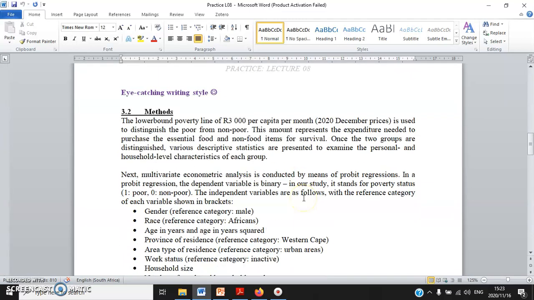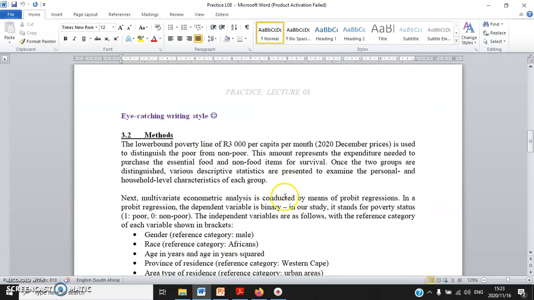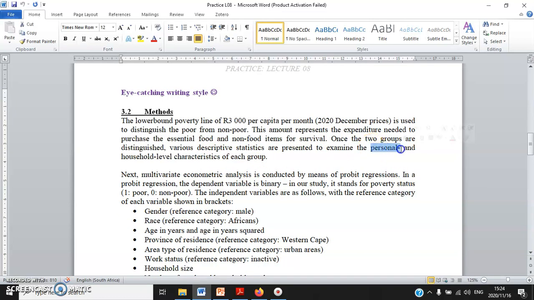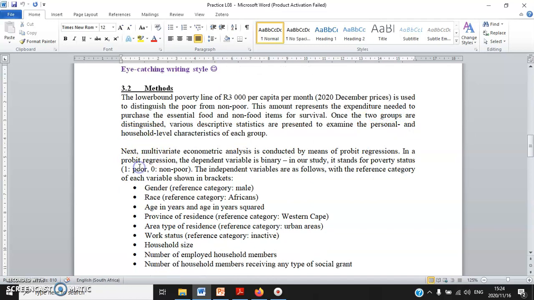Okay, now let's look at my eye-catching writing style, starting with the method section. The lower bound poverty line of 3,000 rand per capita per month, and then this is the constant, the base month 2020. I need to emphasize clearly constant prices, which I didn't do in the boring version, is used to distinguish poor from non-poor. This amount represents the expenditure needed to purchase the essential food and non-food items for survival. Once the two groups are distinguished, various descriptive statistics are presented to examine the personal and household level characteristics of each group. You can see I didn't mention these things in the bad version of the answers.